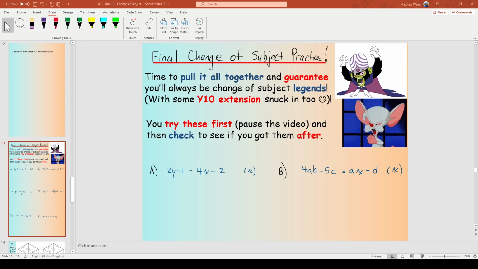And so this is it. This is our final chance to practice. And to make it good, I've got these questions escalating quickly in terms of difficulty. So you should be managing it, hopefully. I do think that you'll be able to do it. And I've even snuck some Year 10 extension questions in for you at the end, because I think it's good for you, and you'll have a head start in Year 10, so that'll be ace. So your title today, my buddies, is Final Change of Subject Practice.